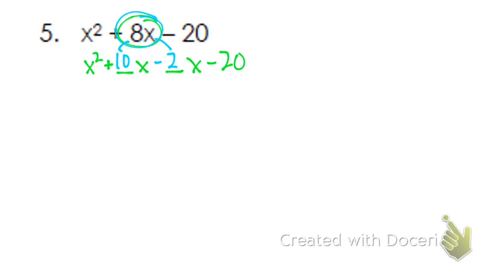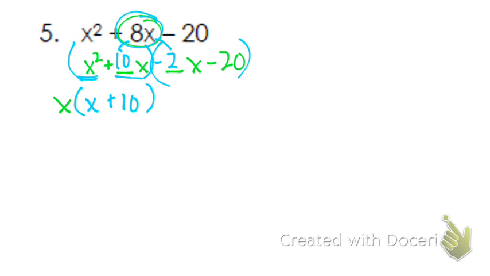So once I have this, I have 4 terms now, and I group. I group my first 2 terms, and I group my second 2 terms, and now we factor out the GCF of each group. What's common between those 2 terms will just be an x. And then if I'm dividing out an x, then x times x will give me this x squared. x times 10 will give me that 10x.